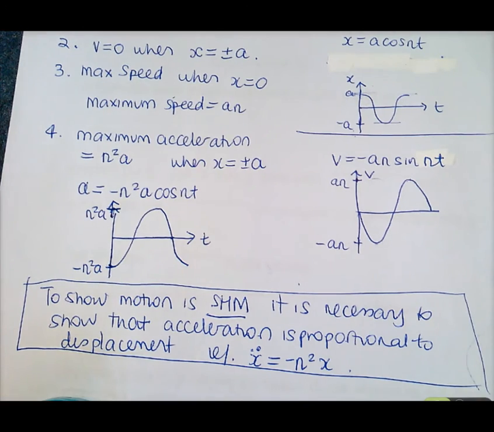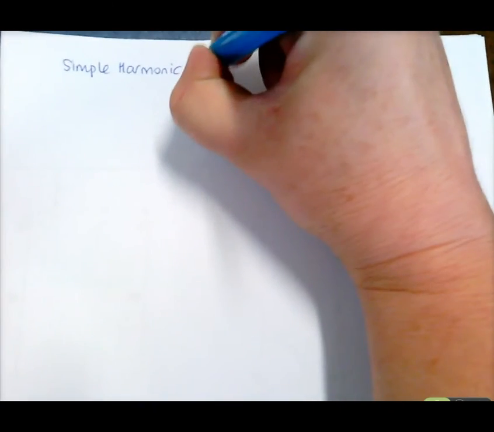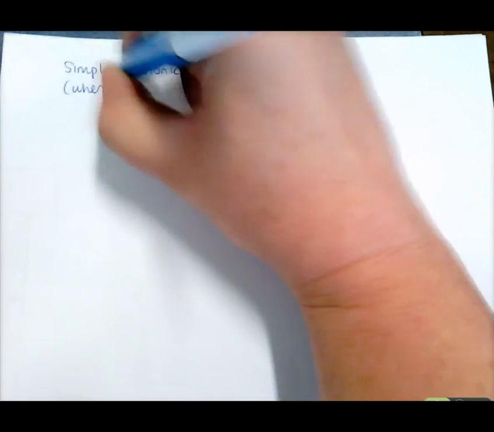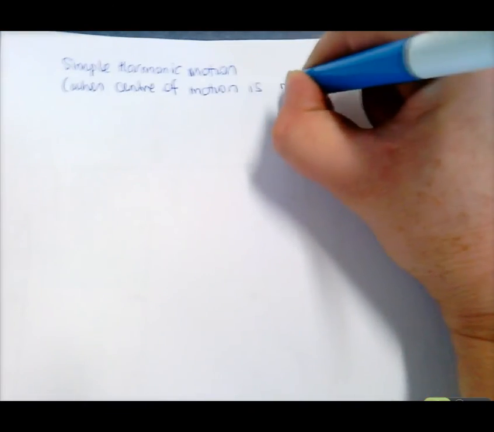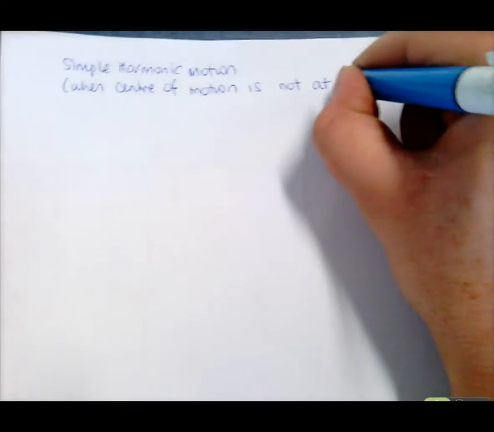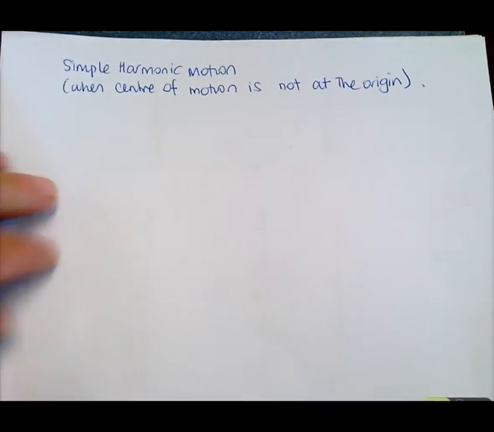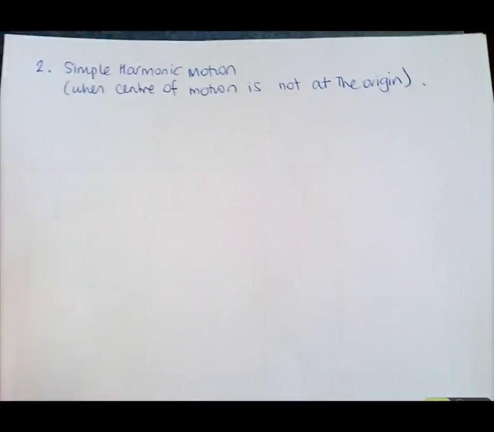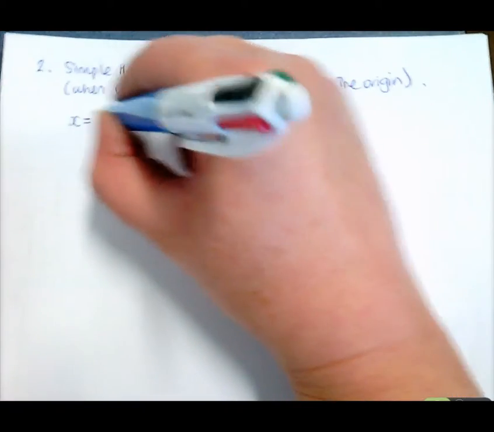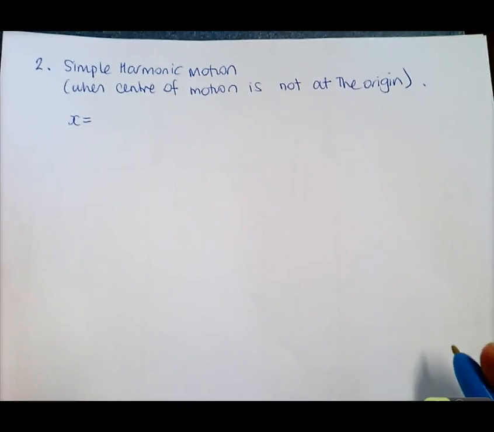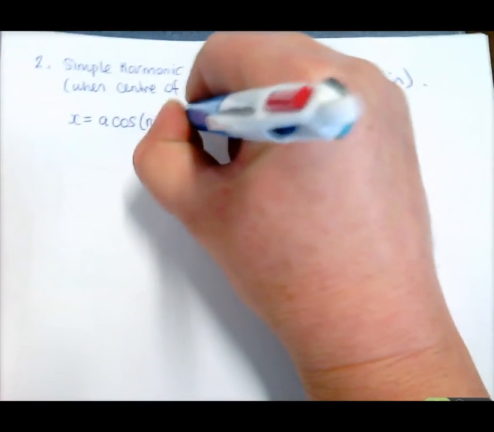Now, that was in simple harmonic motion when the center of motion is not at the origin. So simple harmonic motion, we're looking at equations. Simple harmonic motion when the center of motion is not at the origin. So the formula, instead of being x equals a cos nt, we have a shift: a cos nt plus alpha.